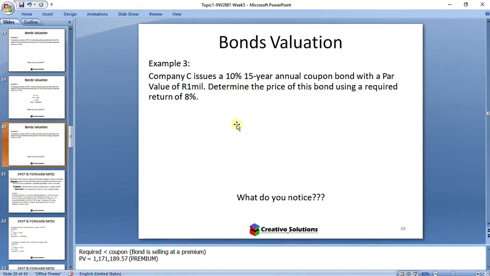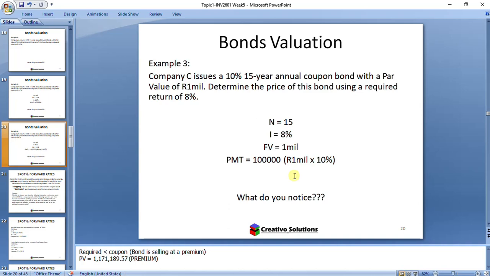You have one more example here. Example number 3. You've got company C. They're issuing a 10% 15-year annual coupon bond with a par value of 1 million. Determine the price of this bond using the required rate, which is 8%. Same thing applies. Insert all of those values on your calculator and solve for PV.